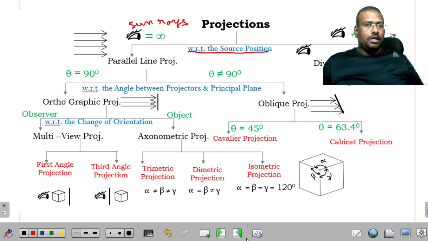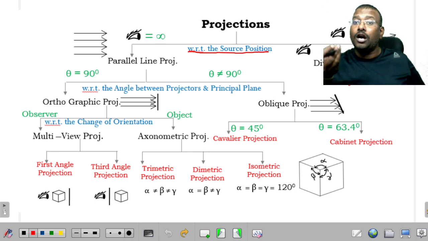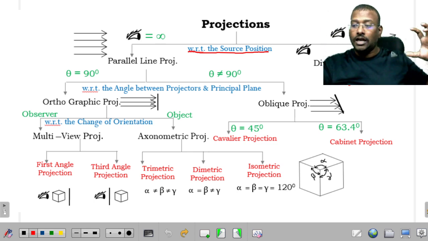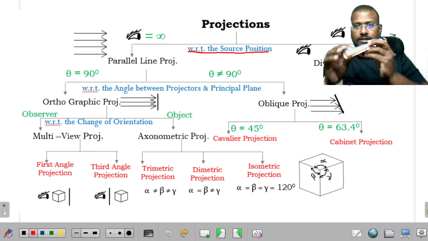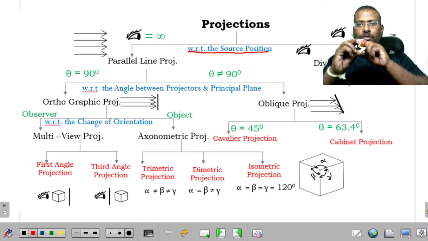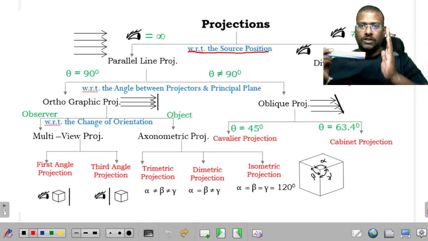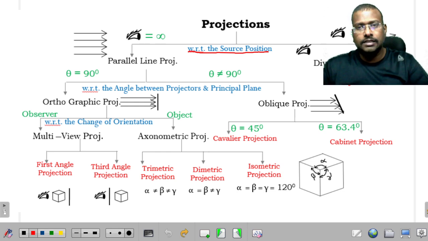Okay, now whenever the observer is at infinite distance, the projectors are going to be parallel to each other. That's why the shadow we obtain is formed by the falling of parallel rays. Let us consider these are the rays. These are the different lines. These are the rays I am assuming, and these are parallel to each other. Once they are parallel to each other, the shadow is obtained because of these parallel lines. Then it will be considered as parallel line projection.